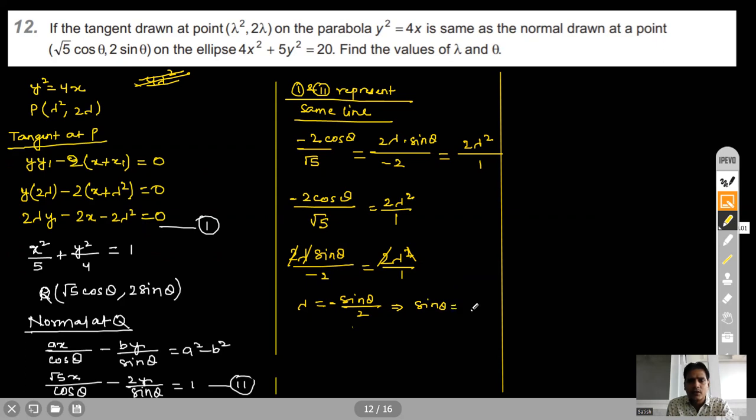Sin theta is equal to minus 2 lambda. Okay, sin theta is equal to minus 2 lambda. And from here, what can we say? We can say cos theta is equal to, this 2 and 2 we can cancel out, so we can say from here, cos theta is equal to root 5 lambda square, with negative sign. Is it okay?